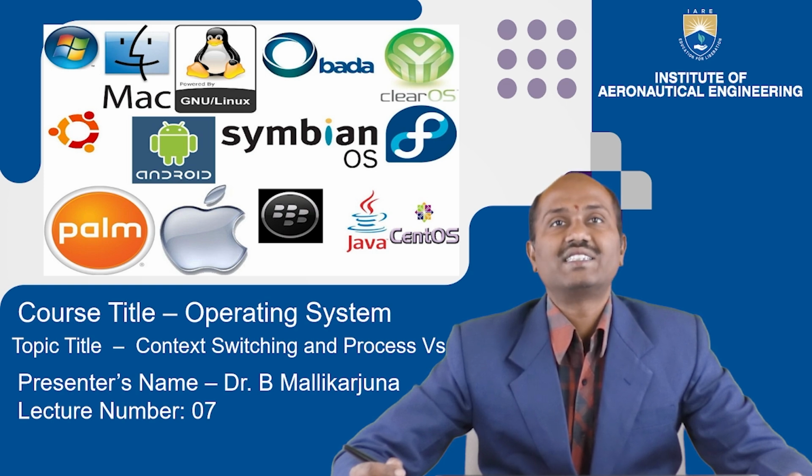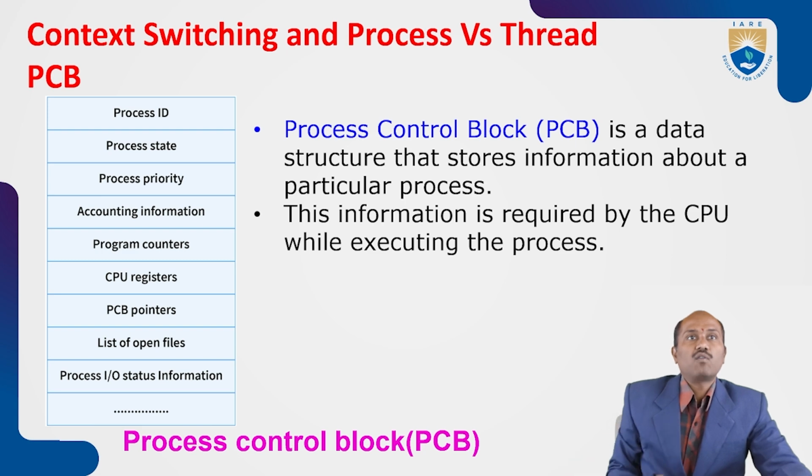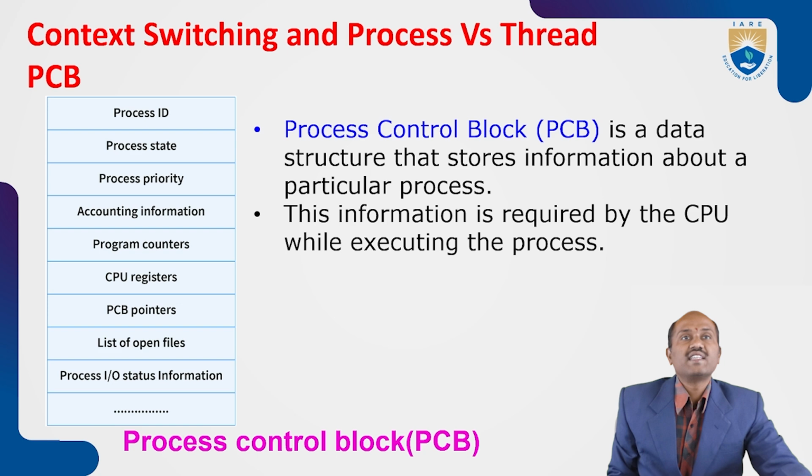What are the various threads involved in the process that we see in this video? Okay, process: process ID, process state, process priority, accounting information, program counters, CPU registers, process control block pointers, list of open files, and process input output status information. All these things together are called the process control block. This figure shows the process control block, a data structure that stores information about a particular process.